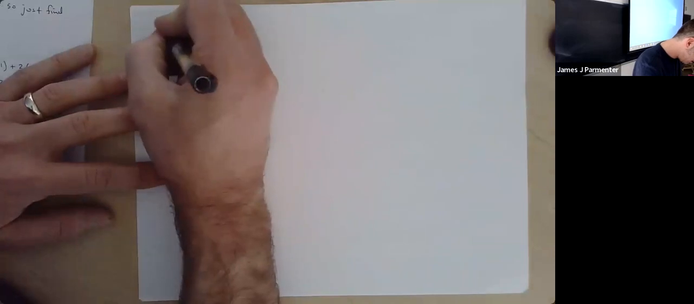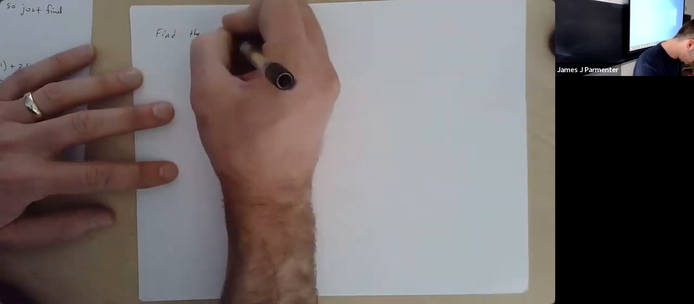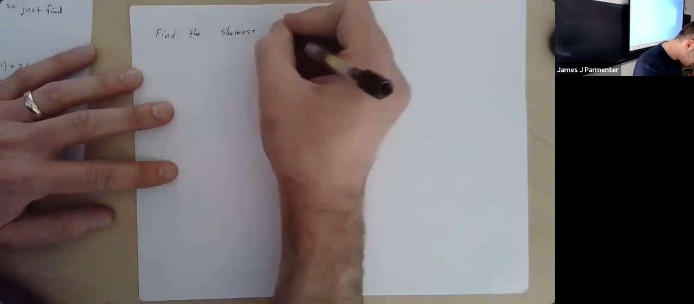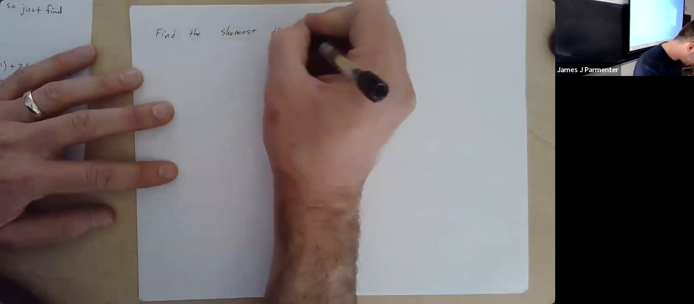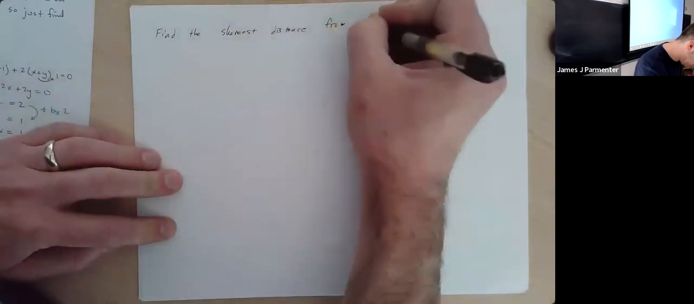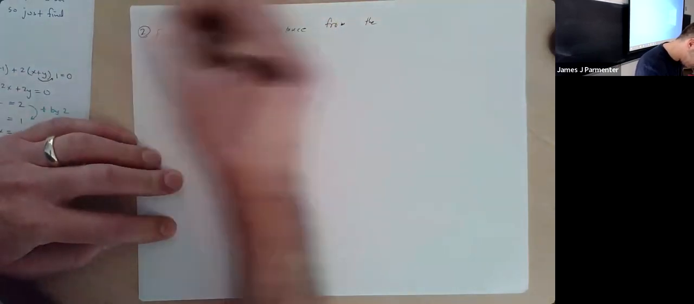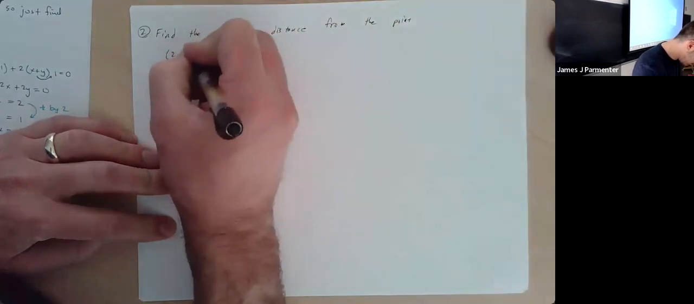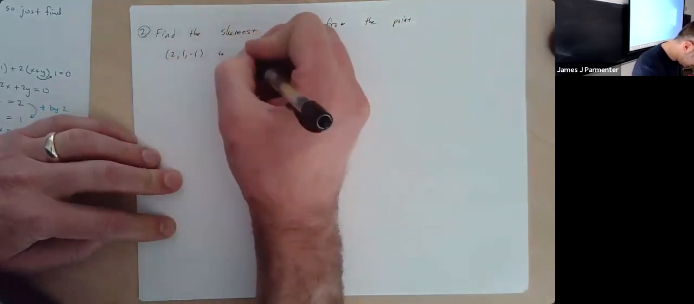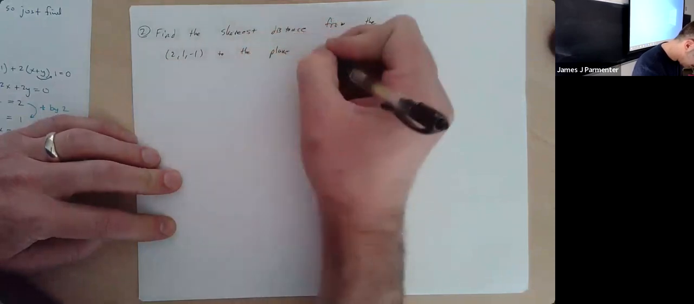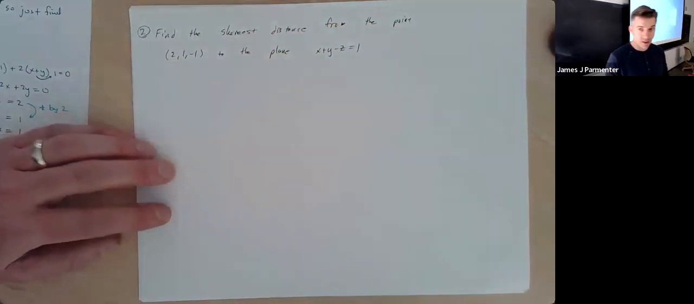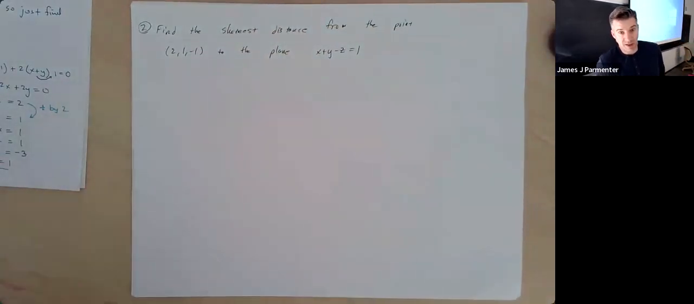We want to find the shortest distance from the point 2, 1, -1 to the plane x plus y minus z equals 1. And notably, the point isn't on the plane.